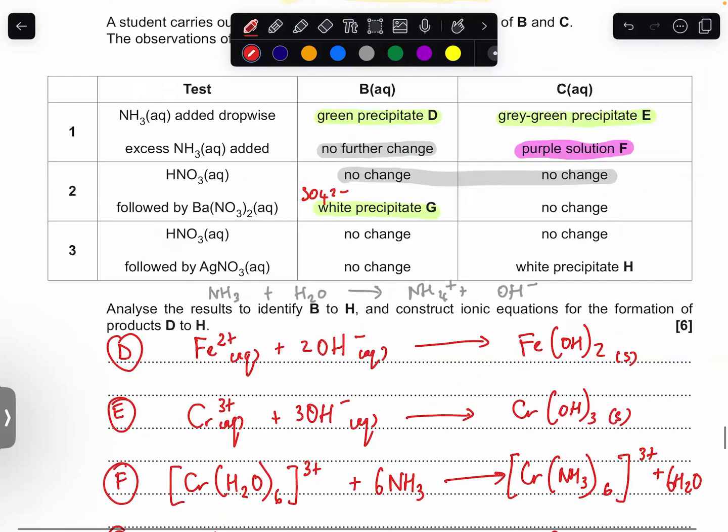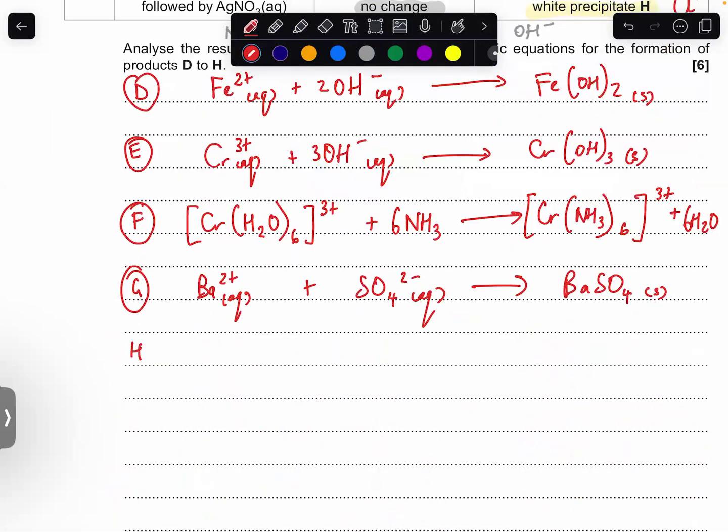And for C, when you're adding nitric acid, no change, followed by silver nitrate. For solution B, no change, but for C you're getting a white precipitate. That tells you you've got the presence of chloride ions. So for H, the ionic equation is going to be silver ions, aqueous, plus chloride ions, aqueous, to give you silver chloride solid.